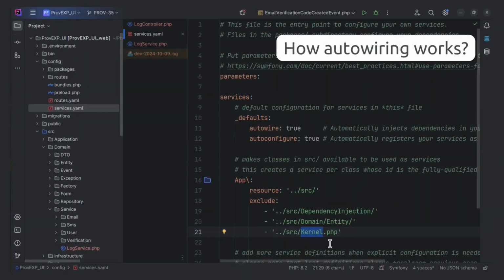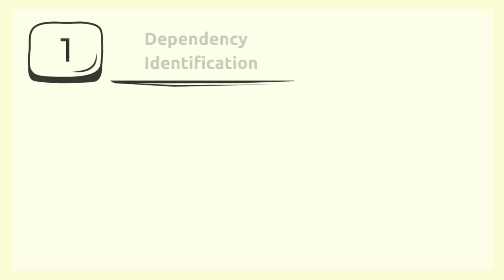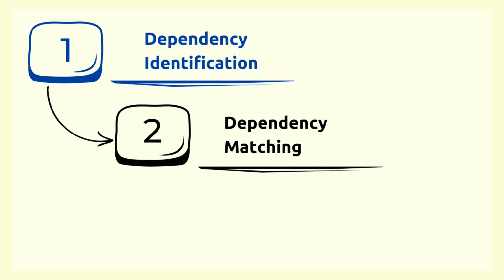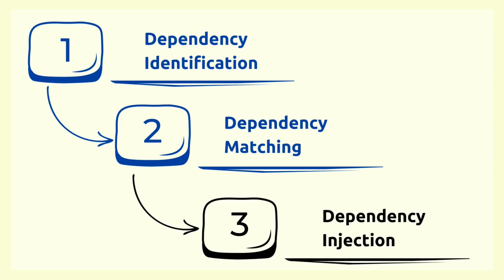So, how does autowiring work? First, dependency identification. When a service is requested, Symfony examines its constructor arguments or properties to determine its dependencies. Second, dependency matching. Symfony searches for matching services or parameters based on their names or types. And third, dependency injection. If a matching dependency is found, Symfony automatically injects it into the service's constructor or property.